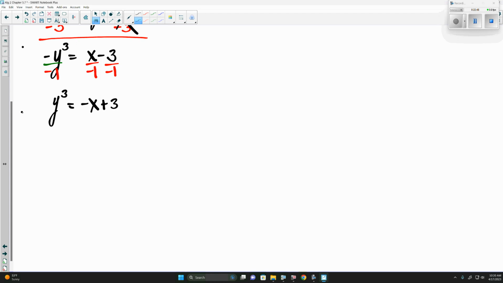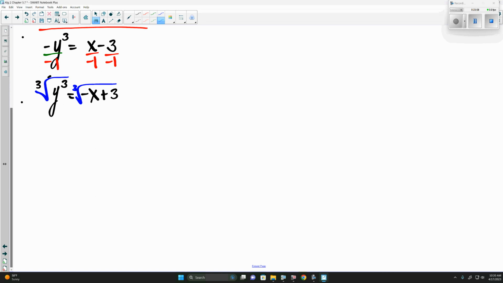And what do we do next? We need to get rid of the exponent, yes? How can we get rid of the cube? With the cube root. The third root is the cube root, and the third power will simplify, leaving us y by itself, is equal to the cube root of negative x plus 3.